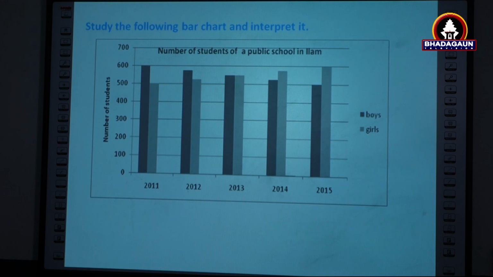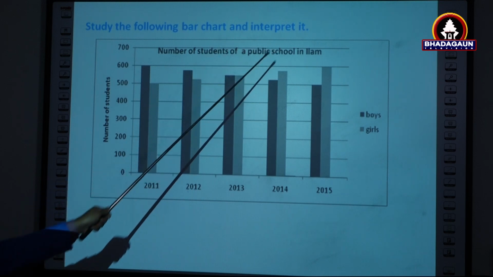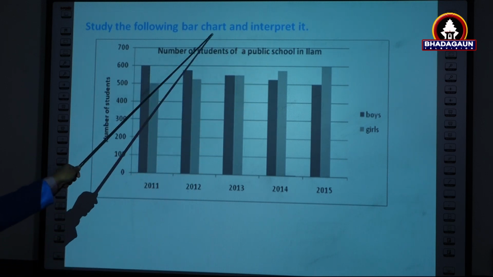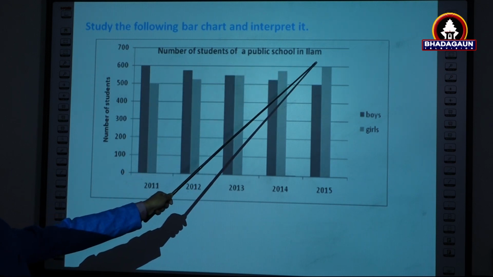Now, the second picture is given here. Let's see. Study the following bar chart. This is a bar chart, and interpret. So, the picture is already known. Bar chart is here. What is this about? Number of students of a public school in Ilam.